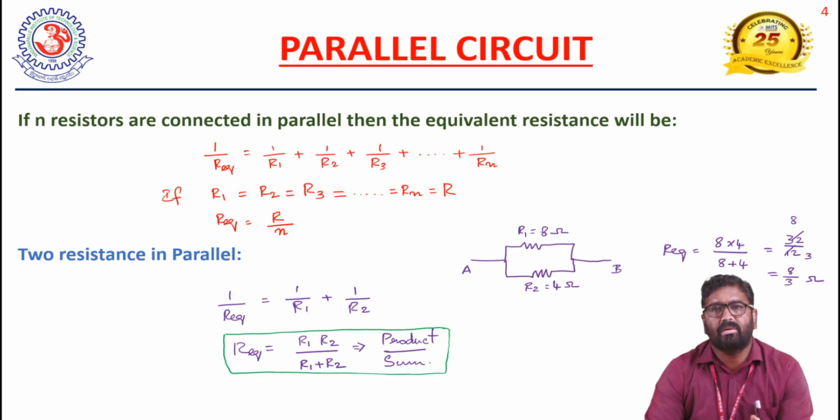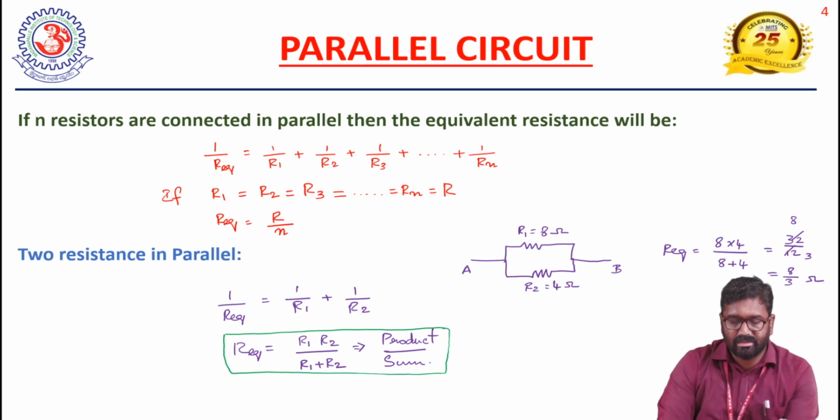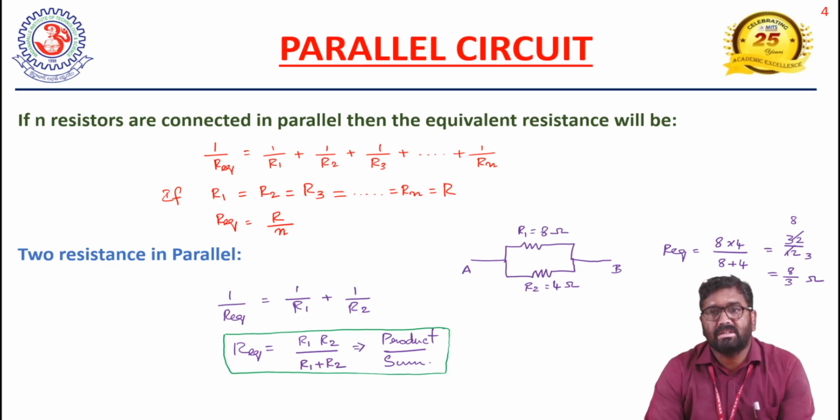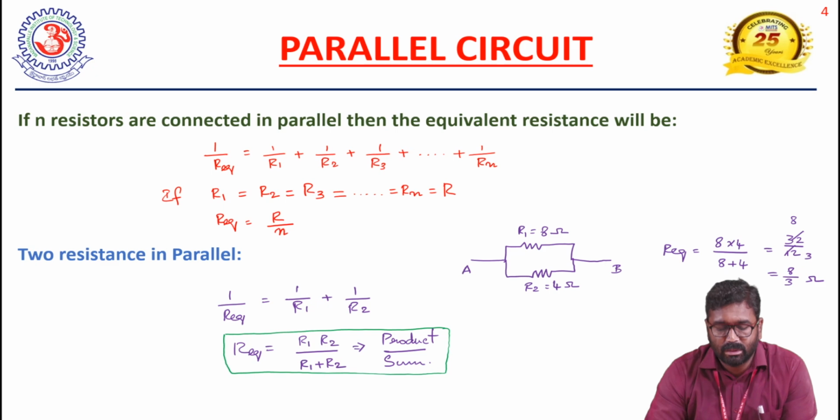Here one network is given, in which two resistances are connected in parallel. So we can write 1 by R equivalent is equal to 1 by R1 plus 1 by R2. In this case, R equivalent, by product over sum, is R1 R2 by R1 plus R2.